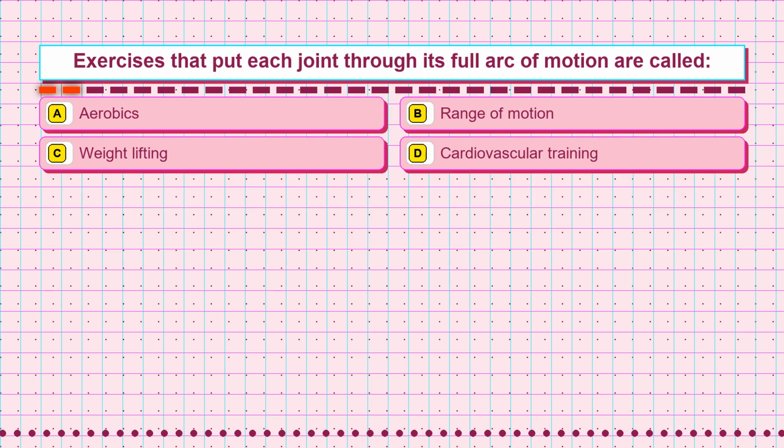Question 36. Exercises that put each joint through its full arc of motion are called: Option A, aerobics. Option B, range of motion. Option C, weight lifting. Option D, cardiovascular training.